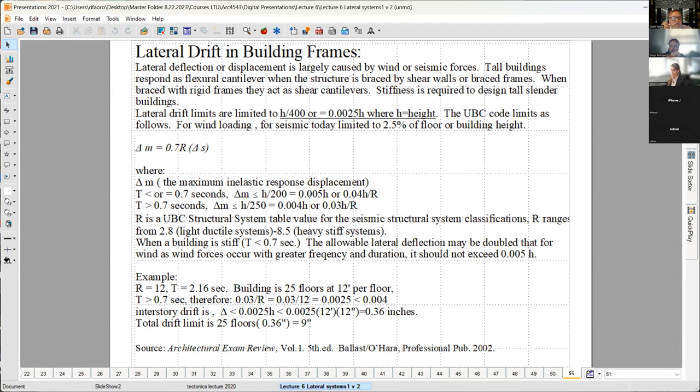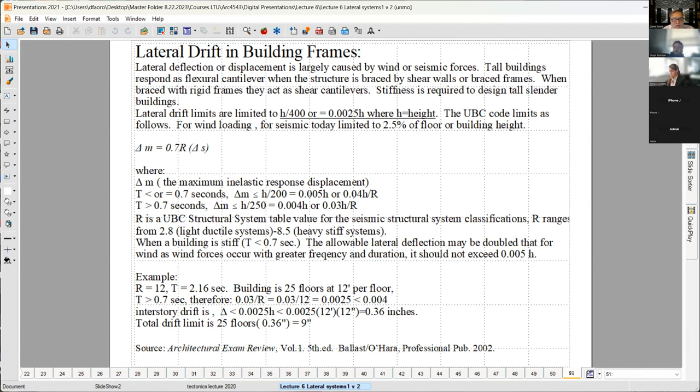That's measured where it is 0.7R times delta S, where R is our structural system coefficient value. It's unitless. And again, remember, we've seen these range in UBC, ASCE, IBC. Roughly, in the UBC calculation, they were from 2.8 to 8.5. 2.8 is not a good system. It's going to be pretty weak to resist lateral forces. 8.5 would be a stiffer system.